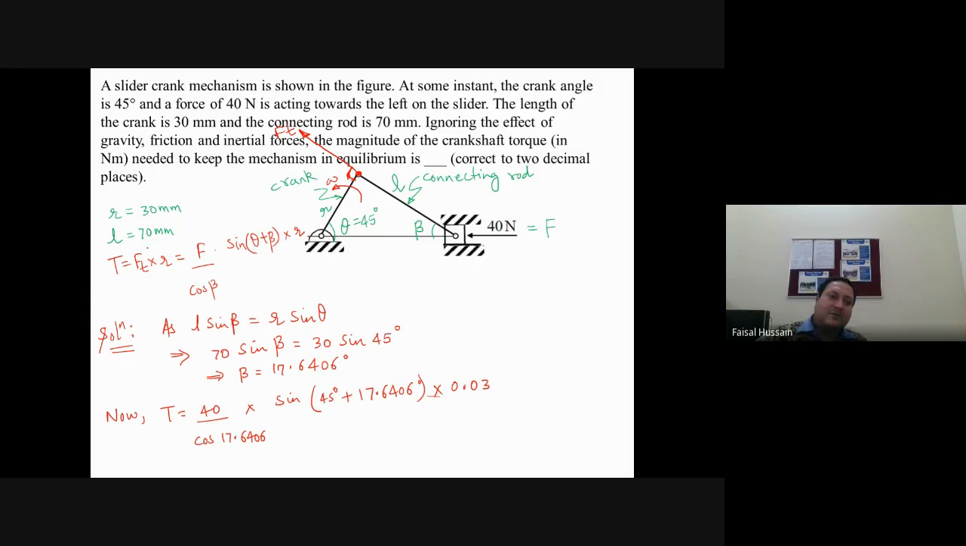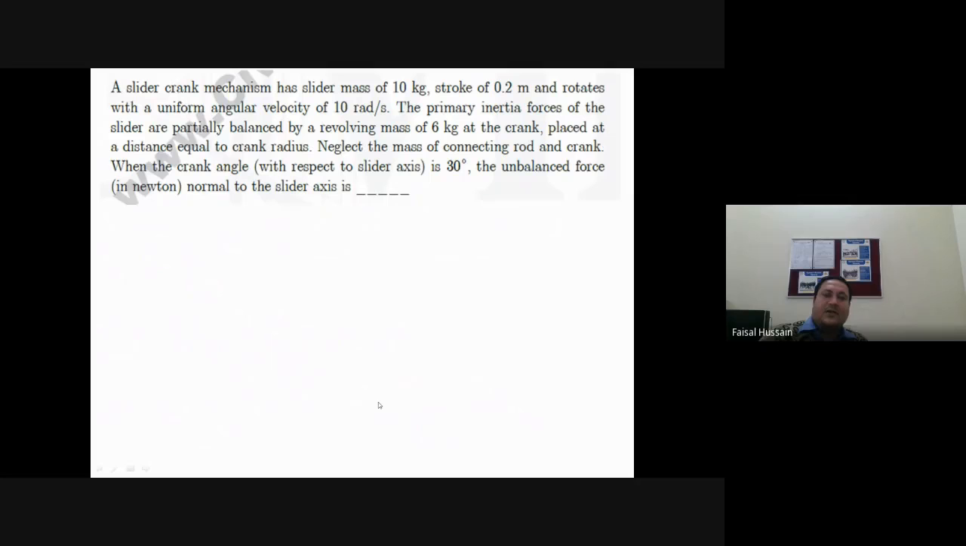ओके, यहाँ पर बोला गया है कि फाइंड द टॉर्क इन व्हाट? न्यूटन मीटर. तो सब्स्टिट्यूट आर इन न्यूटन मीटर, नॉट इन एमएम. Okay, and here the answer will be somewhat 1.1183 Newton meter. So this is the answer. Now let us move to the next question.